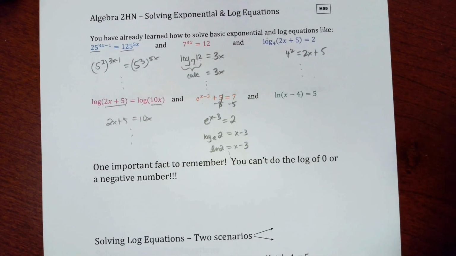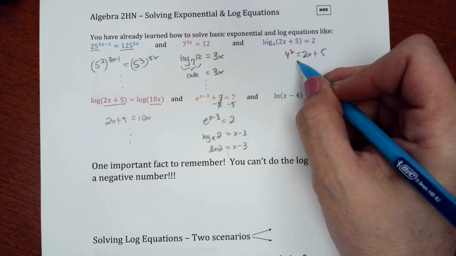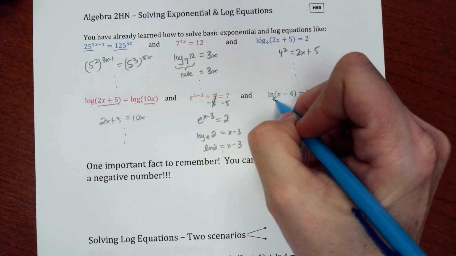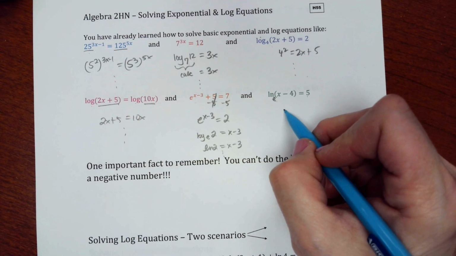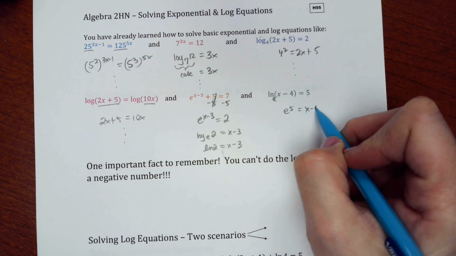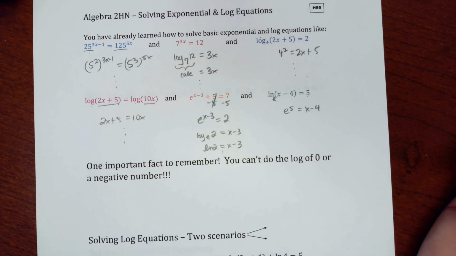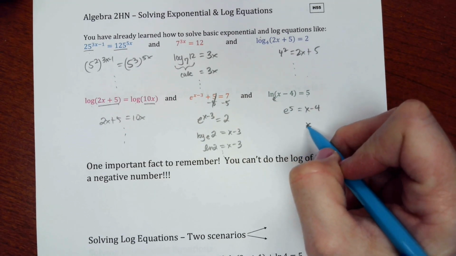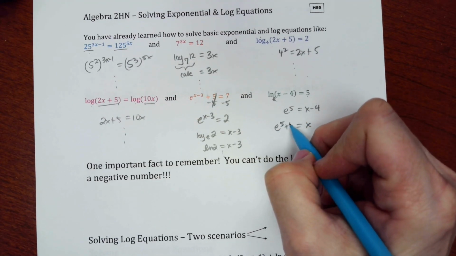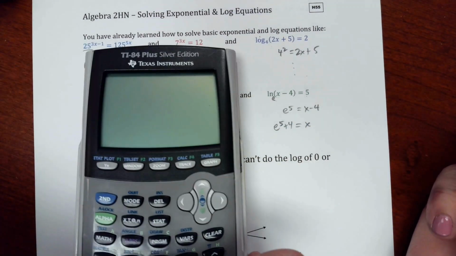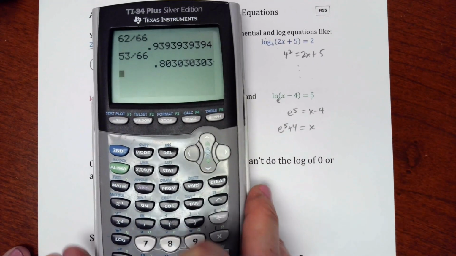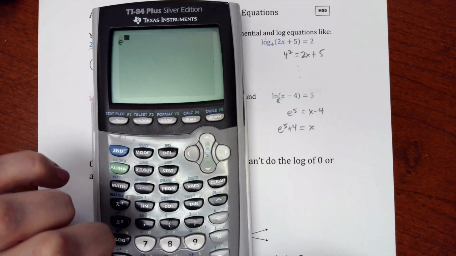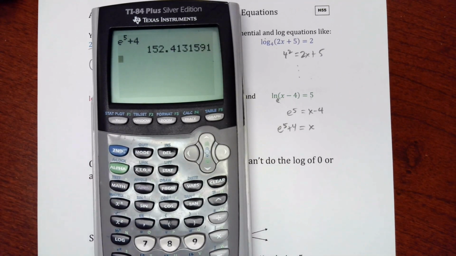All right, so more solving. Over here, it's like this. I have a log equation, log equal to a number. So remember, ln is log base e. So I'm going to write e to the 5th equals x minus 4. So I'm going to go to my calculator, get whatever e to the 5th is, and add 4 to it. If I don't have my calculator, I could just write e to the 5th plus 4, and that would be my answer. But if I did have my calculator, I can get my e on here, second division, and put power 5, add 4. So there would be my answer.